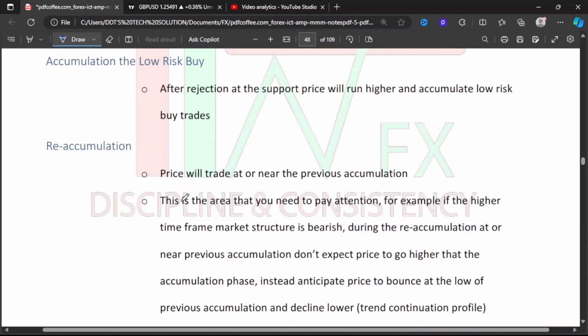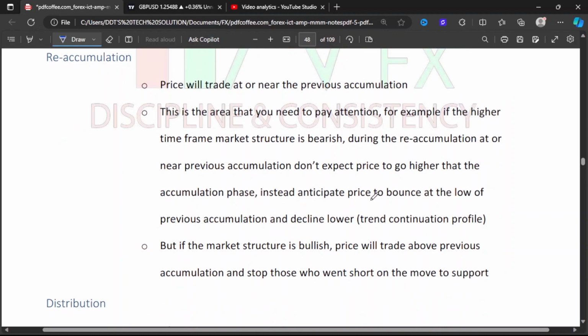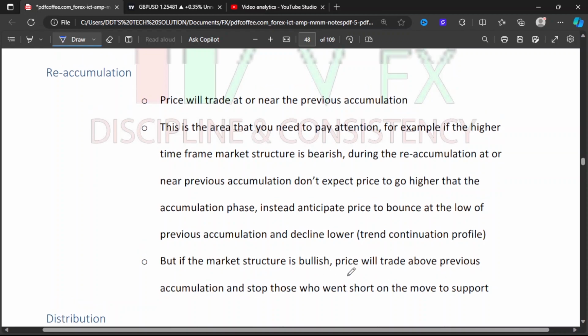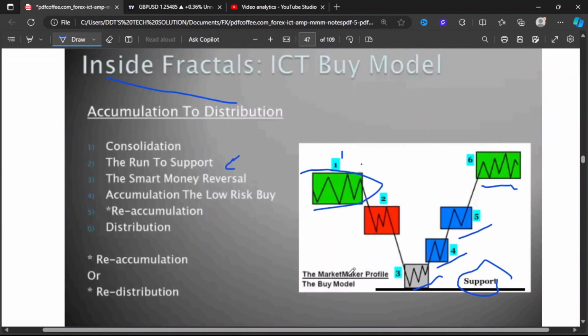And then we have the reaccumulation. That's price will trade at or near the previous accumulation. And this is the area that you need to pay attention to. For example, if the higher time frame market structure is bearish during the reaccumulation at or near previous accumulation, don't expect price to go higher than the accumulation phase. Instead, anticipate price to bounce at the low of the previous accumulation and decline lower. But if the market structure is bullish, price will trade above previous accumulation and stop those who went short in the move. So let me explain that to you.